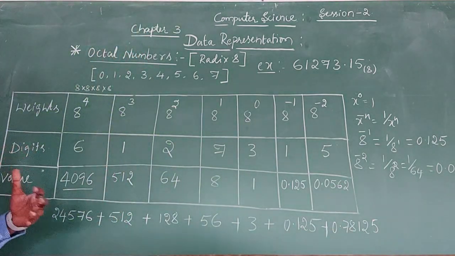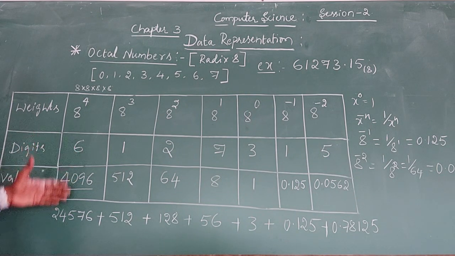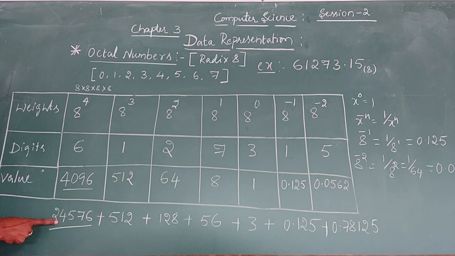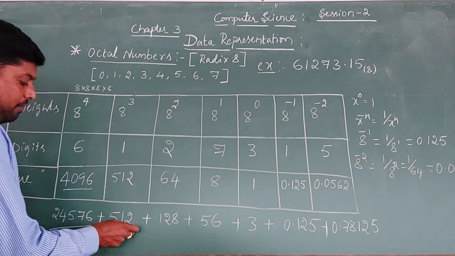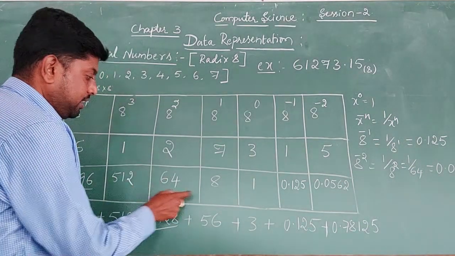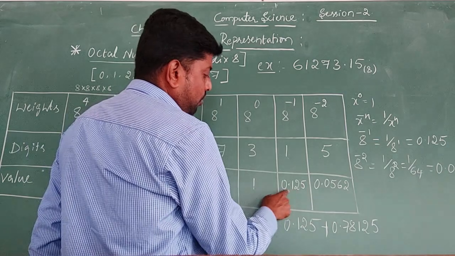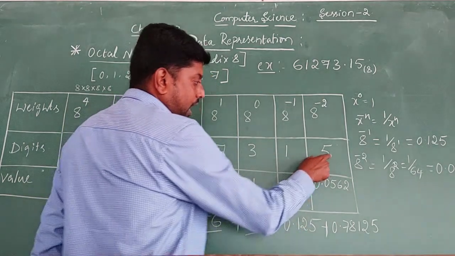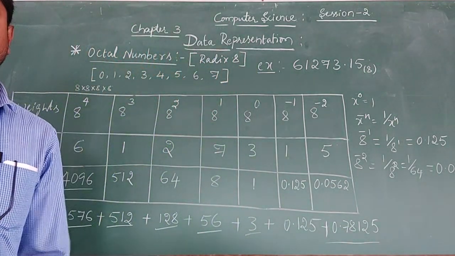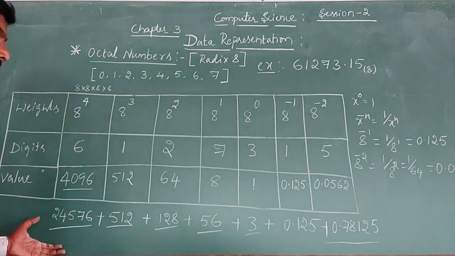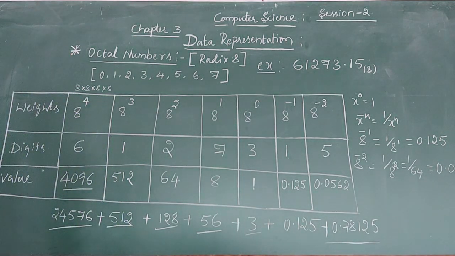So now you can calculate. 4096 into 6 gives 24,576. Then 512 into 1 is 512, plus 64 into 2 is 128, then 8 into 7 is 56, then 3 into 1 is 3, 1 into 0.125 is 0.125, and 5 into 0.0562 is 0.78125. If you add all these values, you will get the decimal number 25,275.